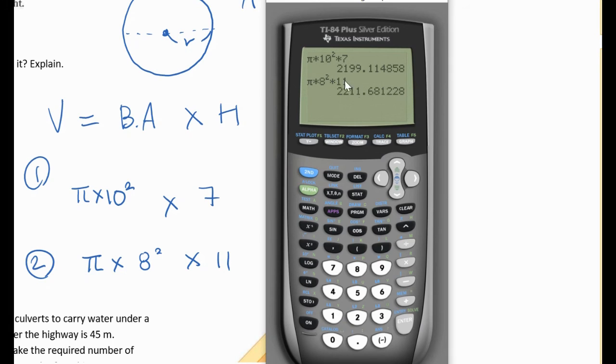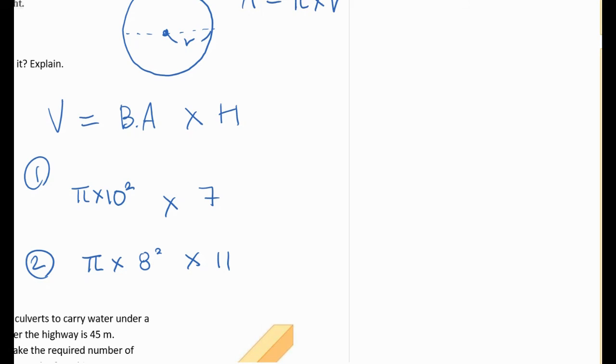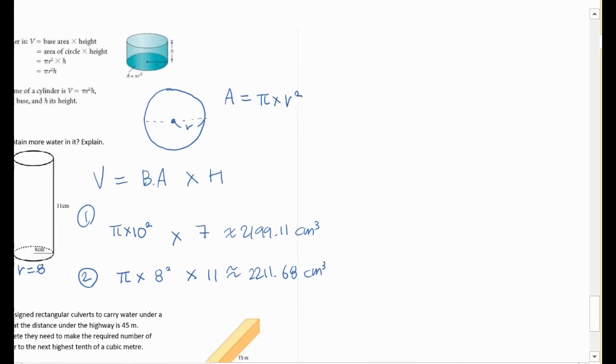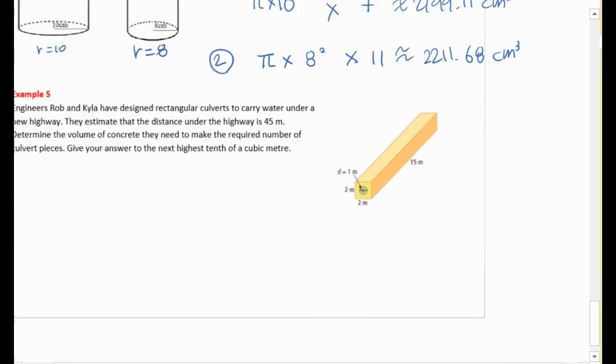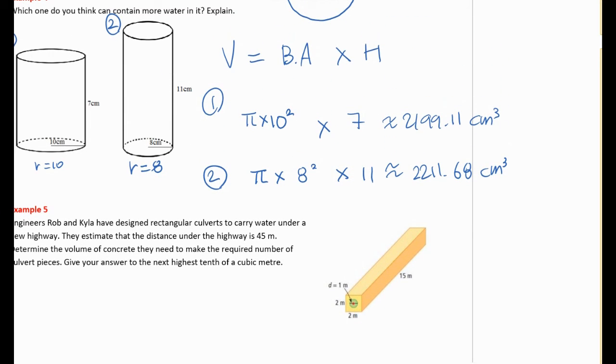Okay, so let's compare the numbers. The first cylinder is 2,199. The second cylinder is 2,211. So which one is greater? The second cylinder, right? So I want you to write down the numbers and say it's the second cylinder. So this one is greater.